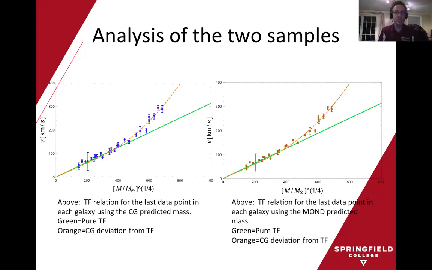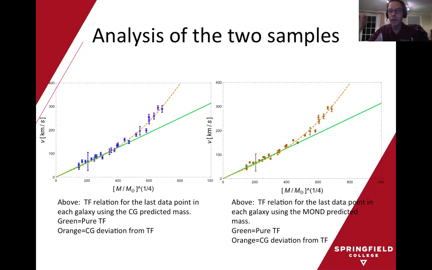As we see, the panel on the left is with conformal gravity setting the mass scale. The panel on the right is with MOND setting the mass scale. In both of them, a majority of the galaxies sit right along this green line, namely the Tully Fisher line, which is great. But the largest of the galaxies are off the line.